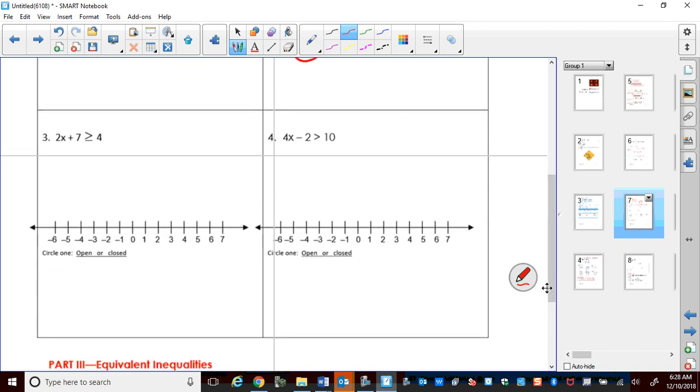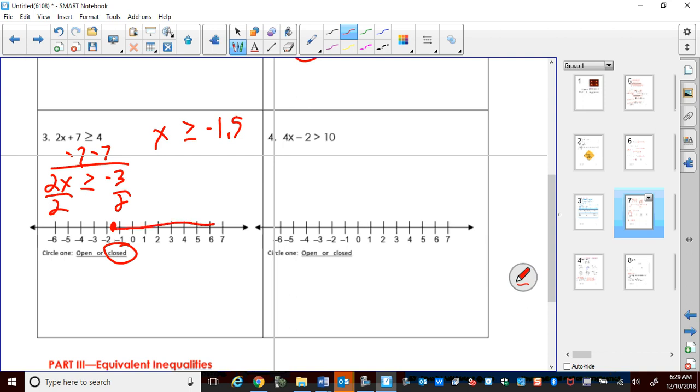Number 3, it's going to be a closed circle, because it's equal to. So subtract 7 on both sides. We get 2x is greater than or equal to negative 3. Divide both sides by 2. And x is greater than or equal to negative 1.5. So it's right over here, and it's a closed circle. And all numbers greater than this number are to the right.